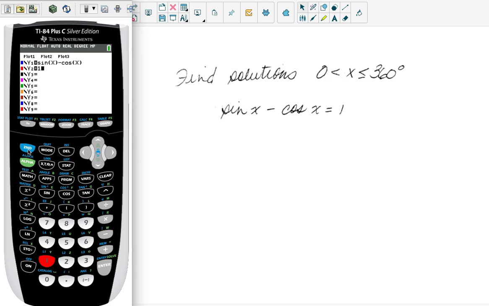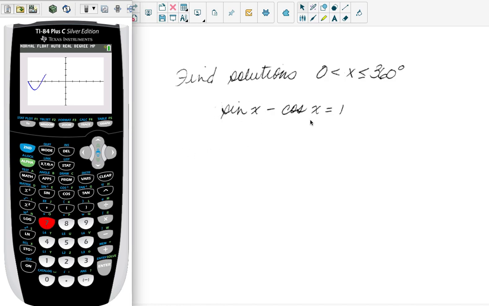So I'm going to quit out of here, and I would like to set up my window in a nice format for degrees. Notice I want between 0 and 360. Our standard window is between -10 and +10, so that's not going to help us very much. Our calculator will give us a good start if you press zoom, and then notice zoom 7 is zoom trig, and it will set up the window pretty nicely for the degrees that you've put in. So press zoom 7.